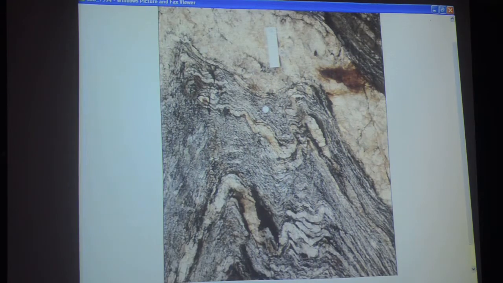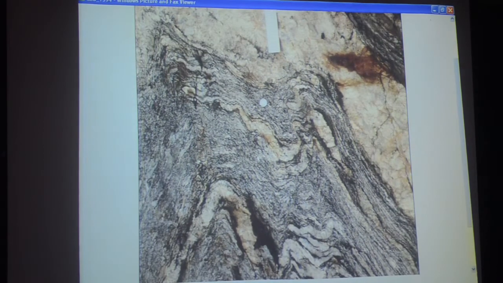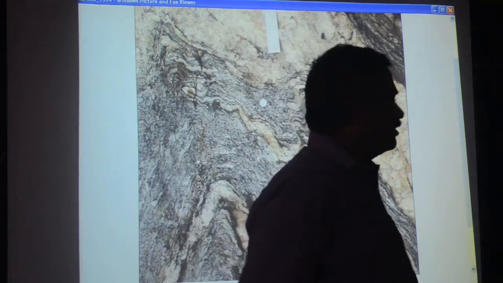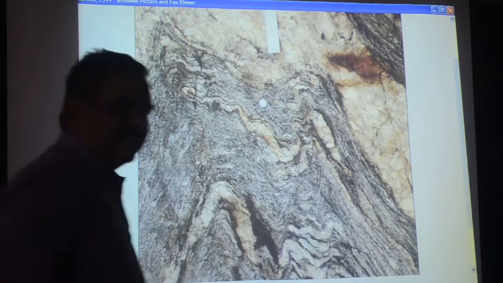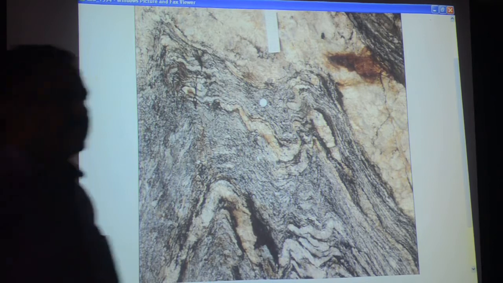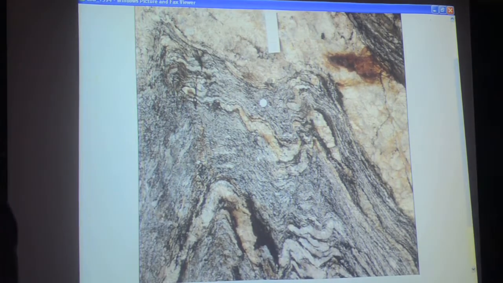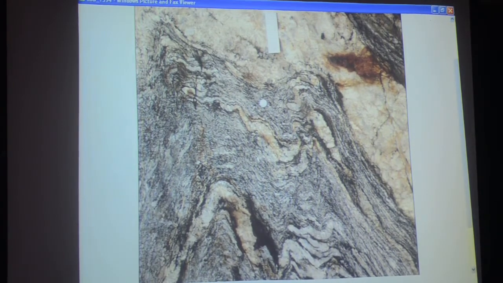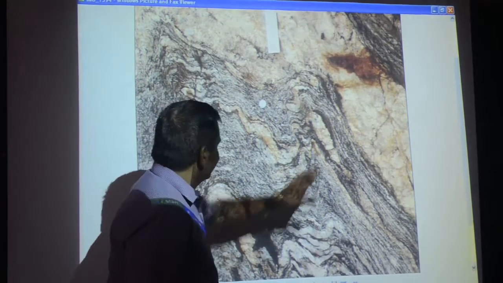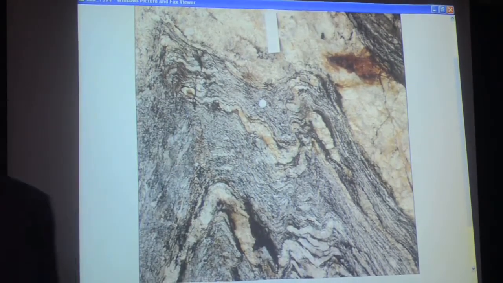Convoluted lamination, huh? Folds. Folds. And what else? So this is a folded outcrop. I was seeing so many folds. From a distance you can see there are so many folds. You see? So many folds. Have you seen, huh?